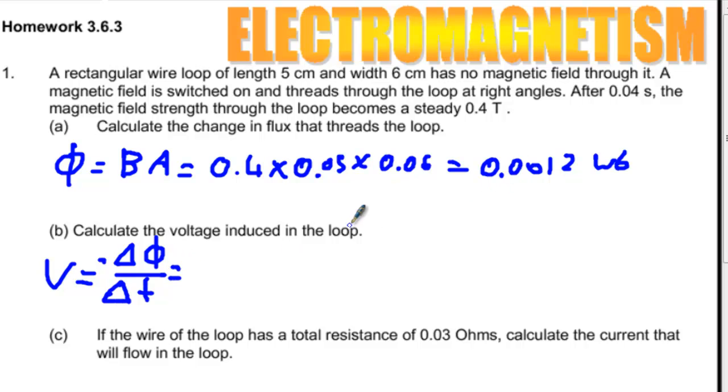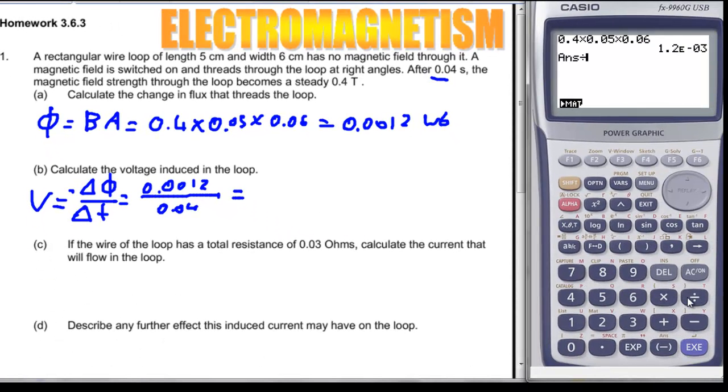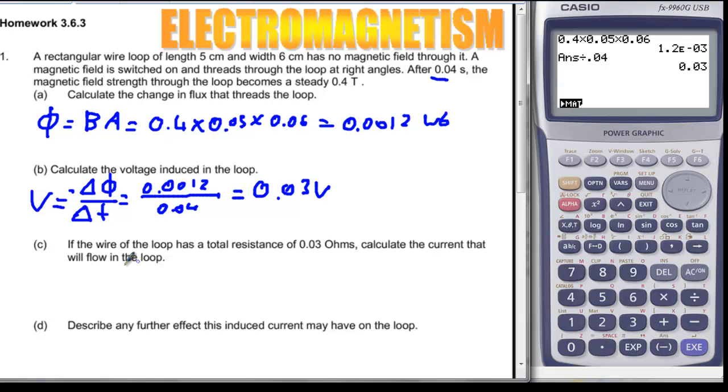The change in magnetic flux, well, this was initially 0 and now it's gone to 0.0012, and it's done that in 0.04 seconds. We can chuck that into the calculator, and we get an induced voltage of 0.03 volts.